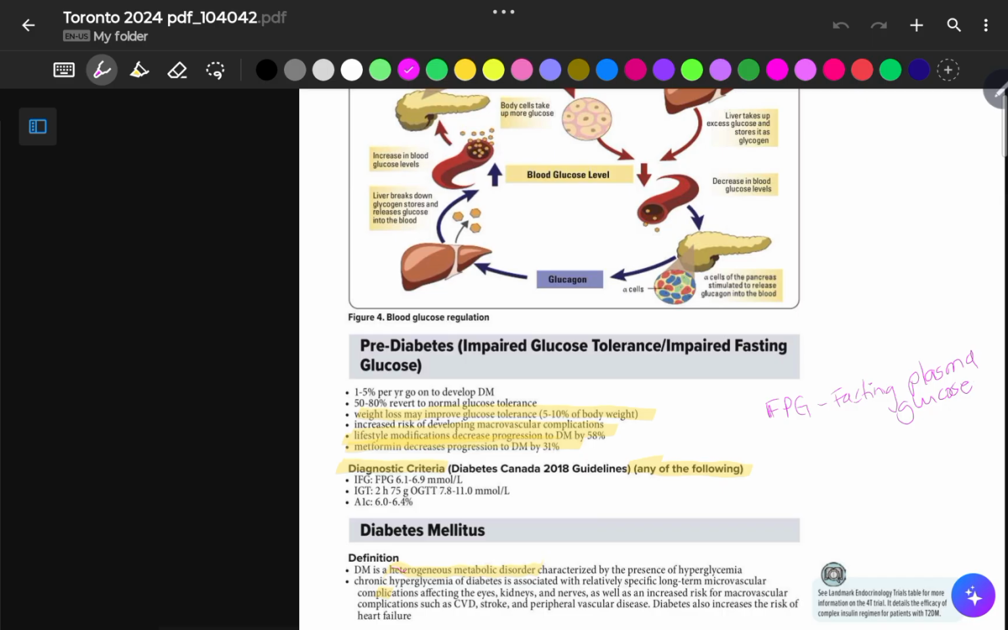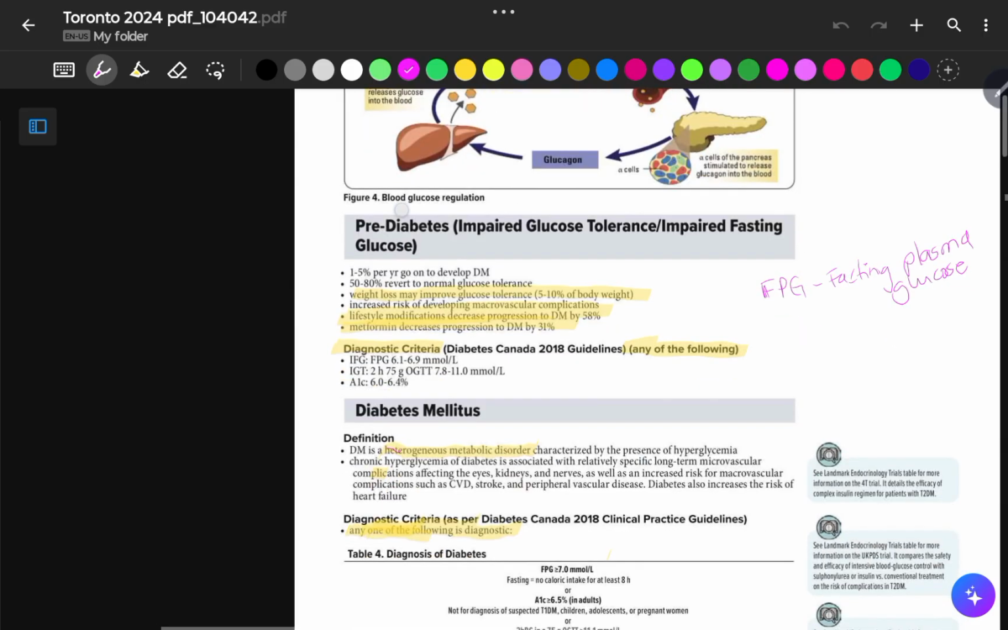Next, we're talking about pre-diabetes, impaired glucose tolerance or impaired fasting glucose. Weight loss may improve glucose tolerance if you lose 5 to 10% of your body weight. Patients with diabetes have an increased risk of developing microvascular complications. Lifestyle modification decreases progression of diabetes by 58%. Very important: for a diabetic patient, lifestyle modification is always the first component for the patient to do, because it reduces diabetes by 58%. Metformin decreases the progression of diabetes by 31%.